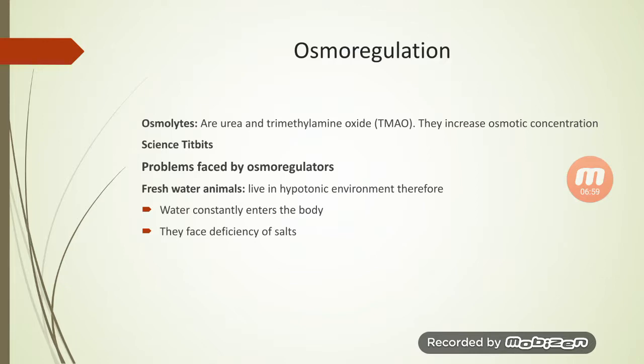Now, in the yellow box of your book, the problems faced by osmoregulators are given. The freshwater animals live in a hypotonic environment. Therefore, obviously, water will enter from outside to the inside of the body of the organisms. So water constantly enters into the body of the freshwater organism, and they face a severe deficiency of salts in their body.